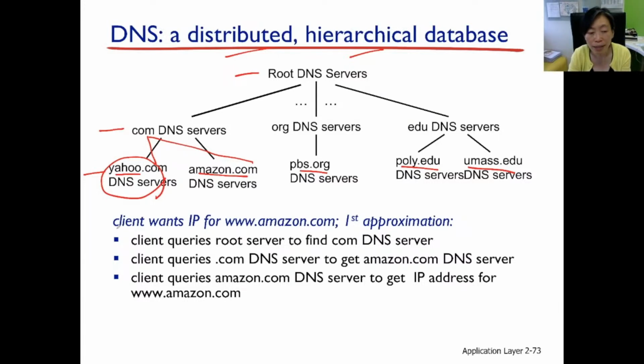Now, the process of looking up the IP address in a nutshell is this. The client wants to get the IP address of, for example, www.amazon.com. What it does is first query the top server and try to find the second level server. Query the second level server, next try to find the authoritative name server, the last level. And then from the last level of DNS servers, find the IP address for a particular host.